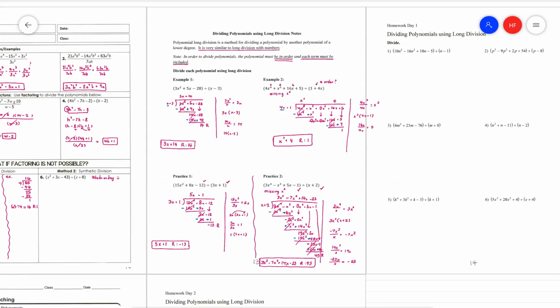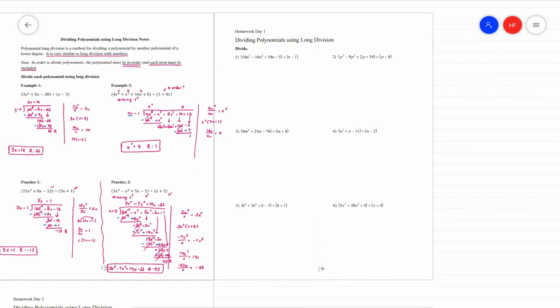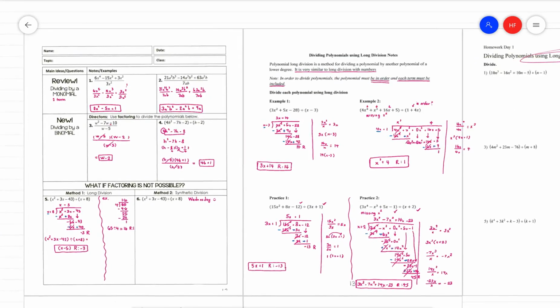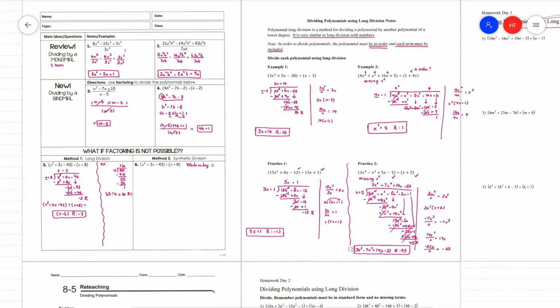So then for your homework, you have 6 problems where you are dividing using long division. So make sure that you are using that method because we will be checking for that. So just get that practice in using long division. All of this will be posted and ready for you to copy if you need it.